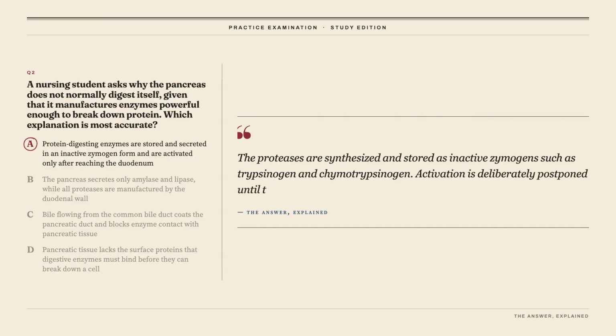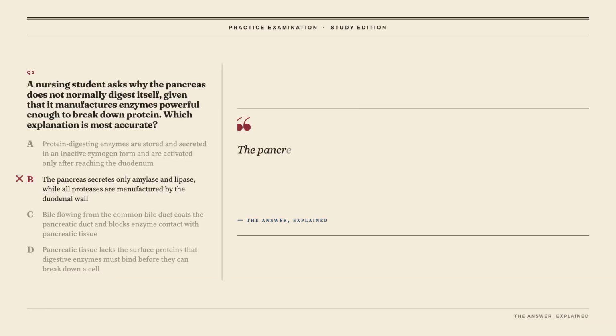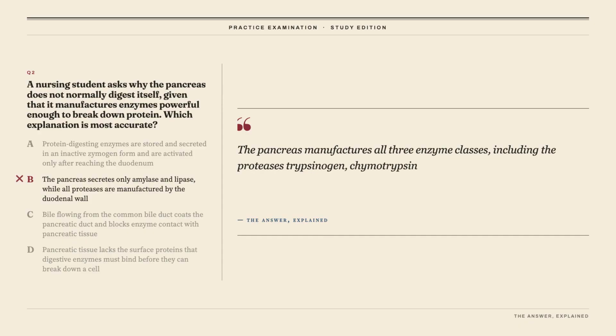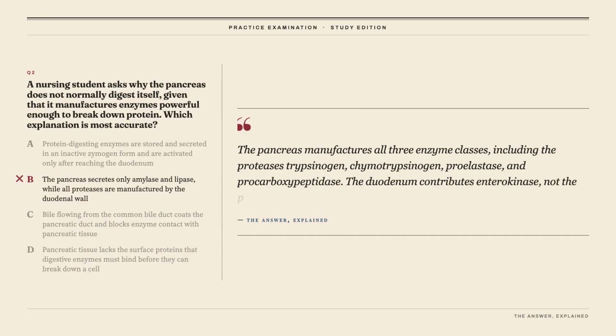The pancreas also produces trypsin inhibitors to neutralize any enzyme that activates prematurely. B is wrong because the pancreas manufactures all three enzyme classes, including the proteases trypsinogen, chymotrypsinogen, proelastase, and procarboxypeptidase. The duodenum contributes enterokinase, not the proteases themselves.